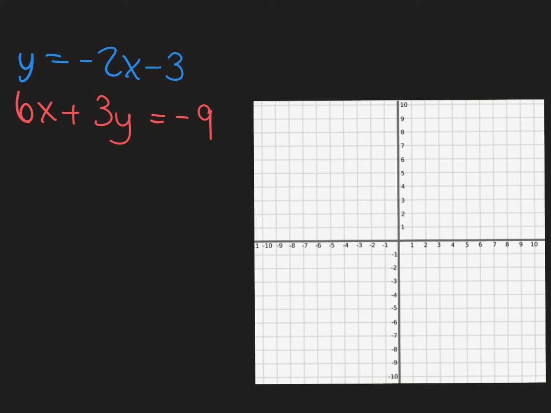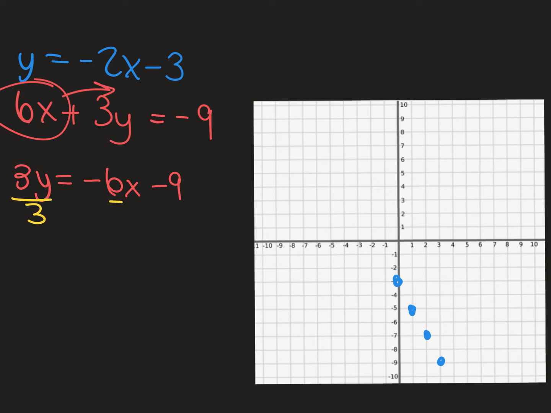All right, let's take a look at this example. My blue equation is already in slope-intercept form, so I can say -3, down 2, right 1, down 2, right 1. I might need to go up 2, left 1, I'm not sure. My red one, I've got to do some rearranging. So if I move my 6x to the other side, I get 3y equals negative 6x minus 9. Then I divide by 3. Everybody gets divided by 3. y equals negative 2x minus 3.